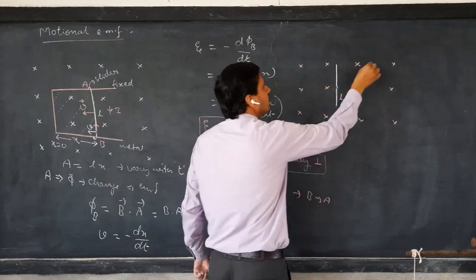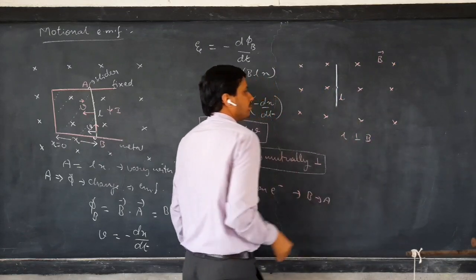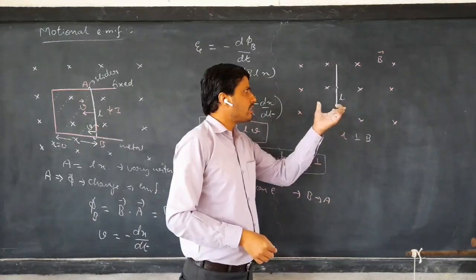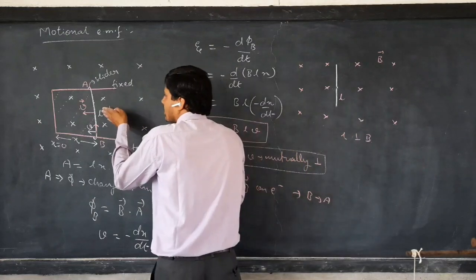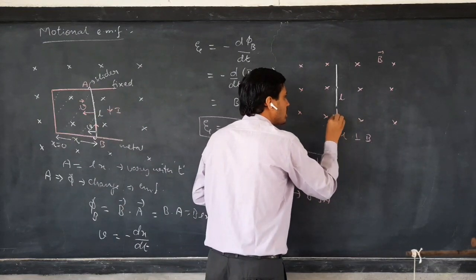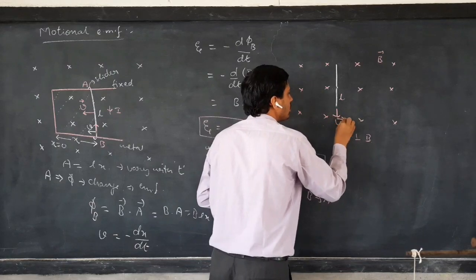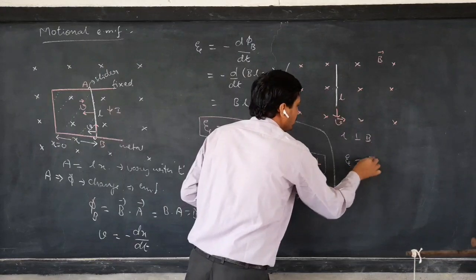Let its length be L. Let the value of magnetic field be B. So here L is perpendicular to B. Magnetic field is directed perpendicular to the length of the conductor. But suppose instead of moving the conductor like so, if we give the velocity in this direction, then the induced EMF will be zero.